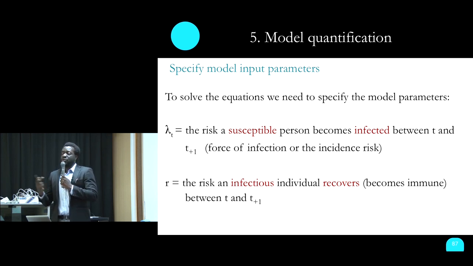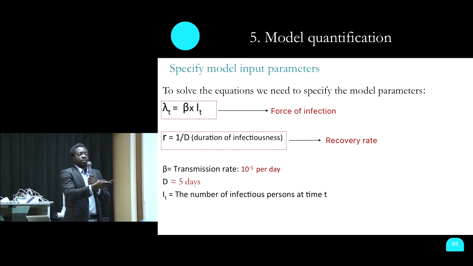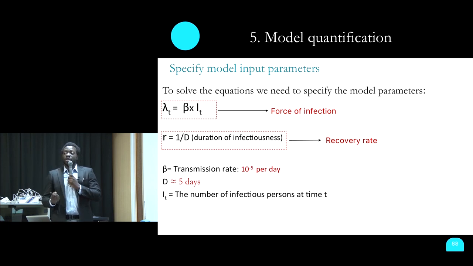Most of the time you will find the information in the literature review, during the literature review stage in the beginning. So you want to know what is the R naught, what is the risk of transmission, as well as the risk of recovery. For example, remember the force of infection is the transmission probability times the number of those who are infectious in that population. So this is the formula. As I mentioned, if no one is infectious, the force of transmission is 0. So the number of infectious people in a given population gives you an idea about the risk of transmission in that population.